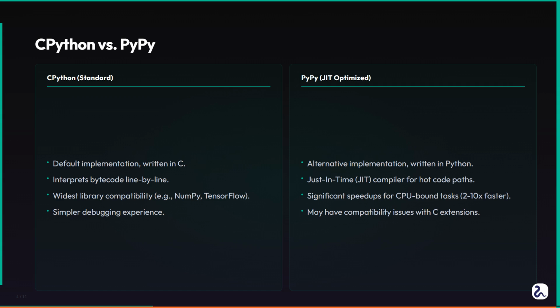I've seen PyPy make some applications run 10 times faster, sometimes even more. The trade-off, however, is that PyPy might have limited compatibility with certain C extensions, especially those that directly manipulate Python's internal structures. You also have Jython for the JVM, IronPython for .NET, and MicroPython for embedded systems, each with their own specific platform benefits.